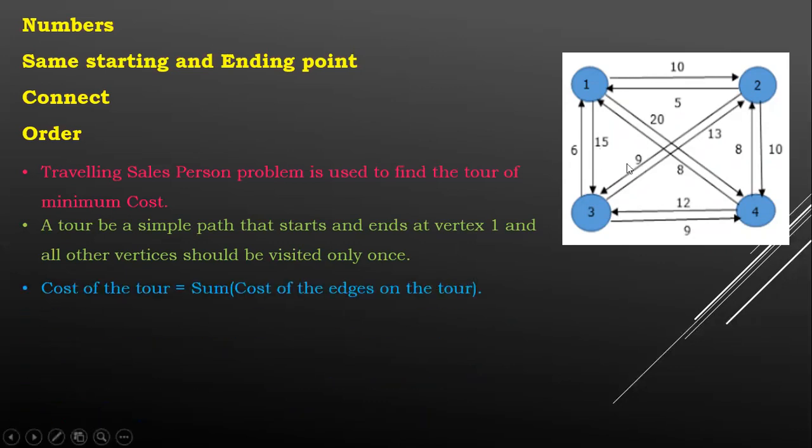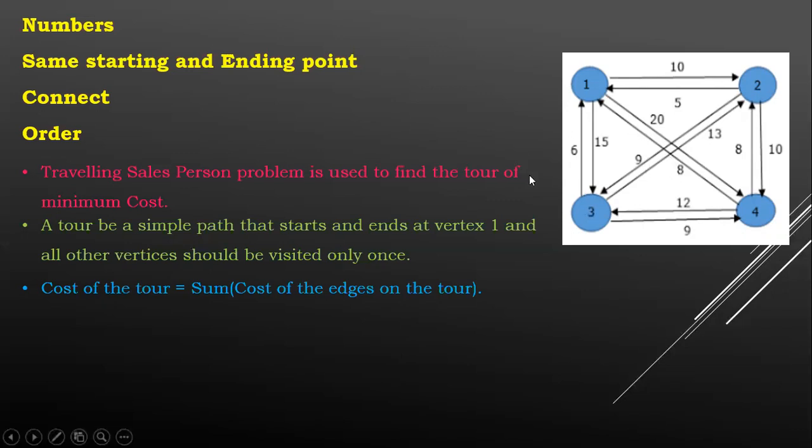The main problem here is that whenever we start the tour from vertex 1, we may go to vertex 2 first, or we may go to vertex 3, or we may go to vertex 4. Nothing but here we have many possibilities to complete our tour, right? From all these possibilities, we have to find out the one possibility which is giving the minimum cost. So that we have to find out.